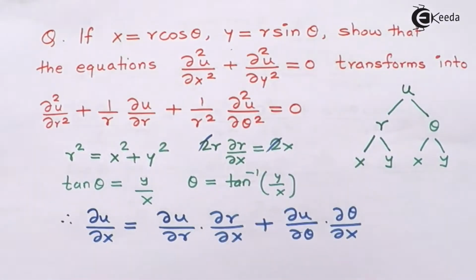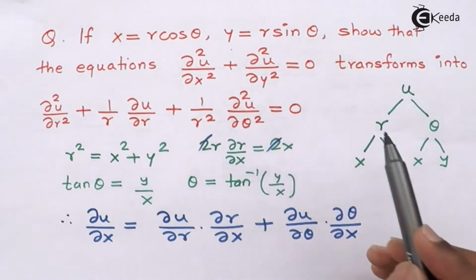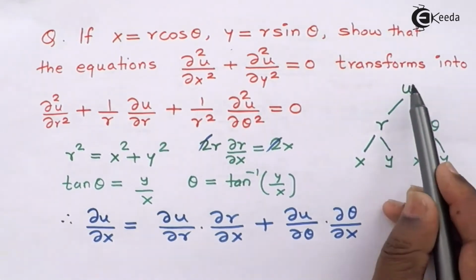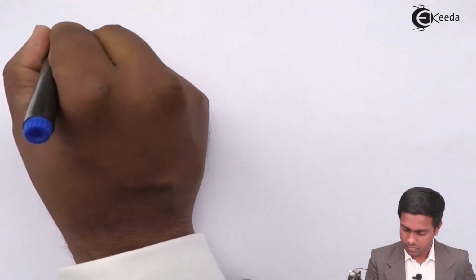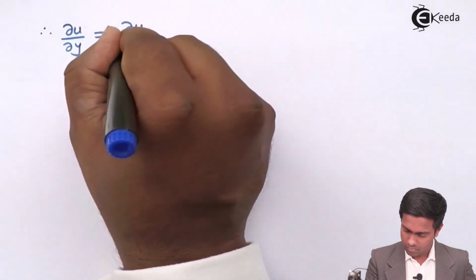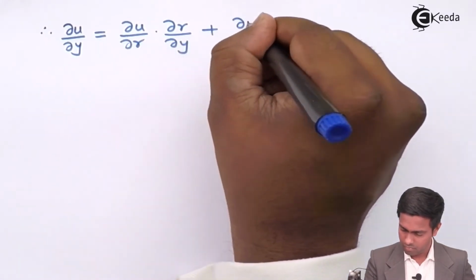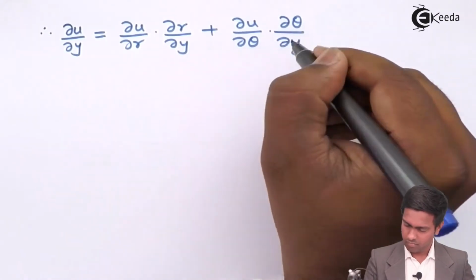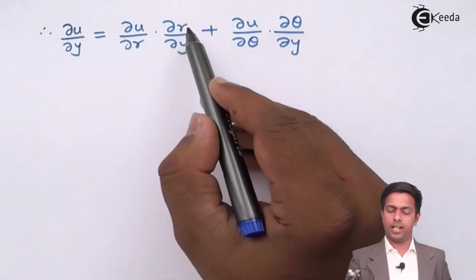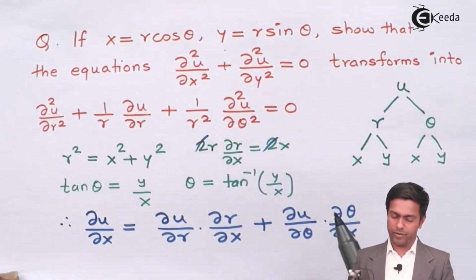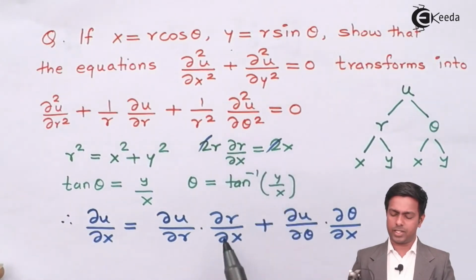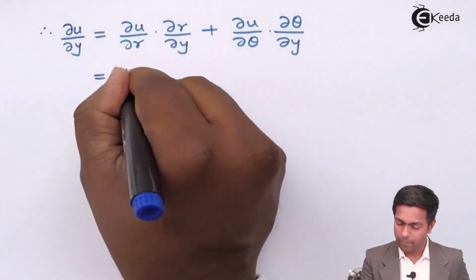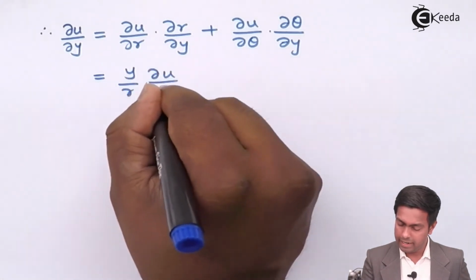So again we'll start with the first order derivative. The first order derivative is del u by del y, and for that we'll apply the chain rule. So u to r, r to y, and u to theta, theta to y. So here I'll say... now guys, let's find out the value of del r by del y and del theta by del y. So we'll differentiate r with respect to y. So we'll again get y by r as we got here x by r. So here I'll say it is y upon r and del u by del r as it is.